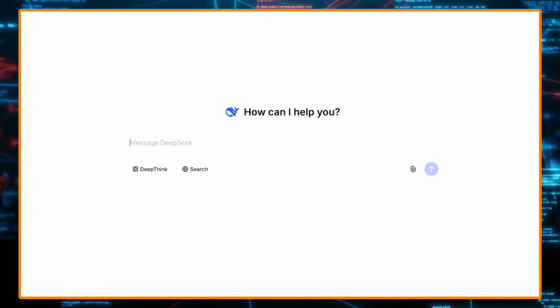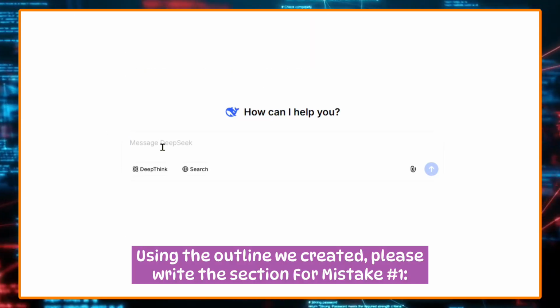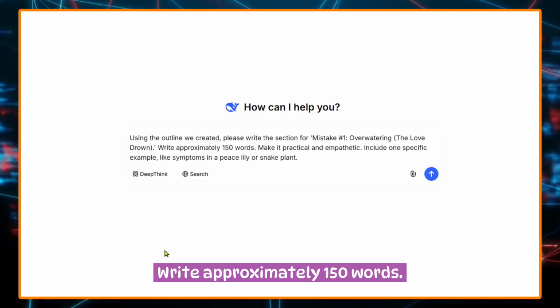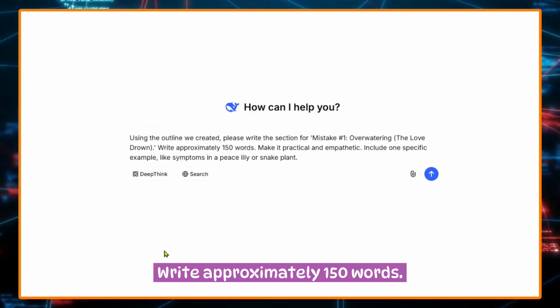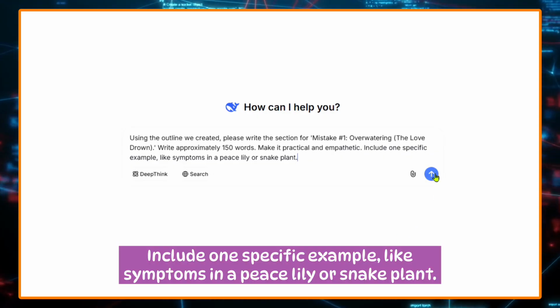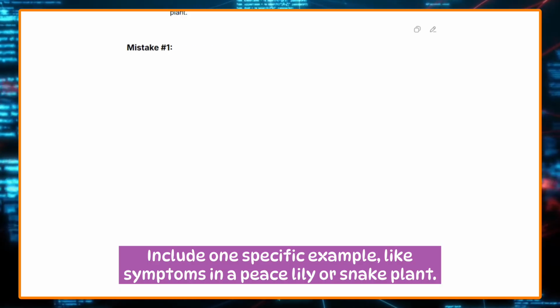Using the outline we created, please write the section for mistake number 1, overwatering, the love drowned. Write approximately 150 words. Make it practical and empathetic. Include one specific example, like symptoms in a peace lily or snake plant.